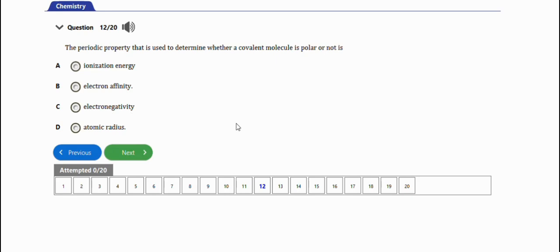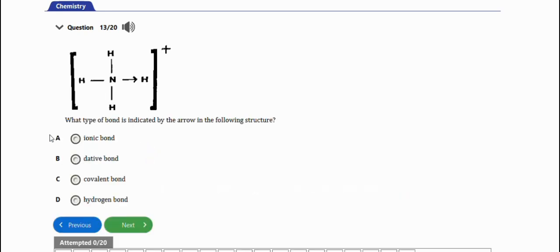Very important. The next question is this one. It says what type of bond is indicated by the arrow in the following structure. So this is a simple question. This is dative bonding or coordinate covalent bonding. Alright, option B. That is for this question. The next question with this one, if you check, this is the ammonium ion. We have already treated dative bonding, I think, in the series of this video.